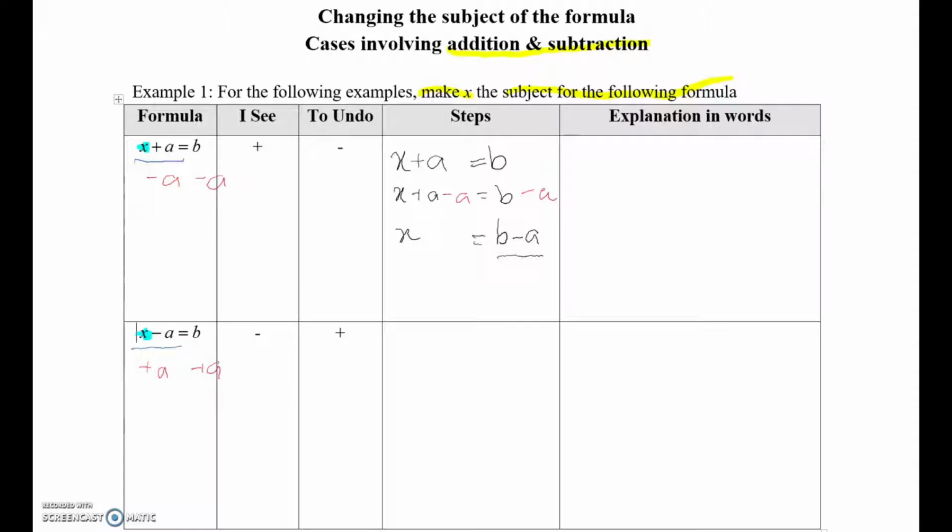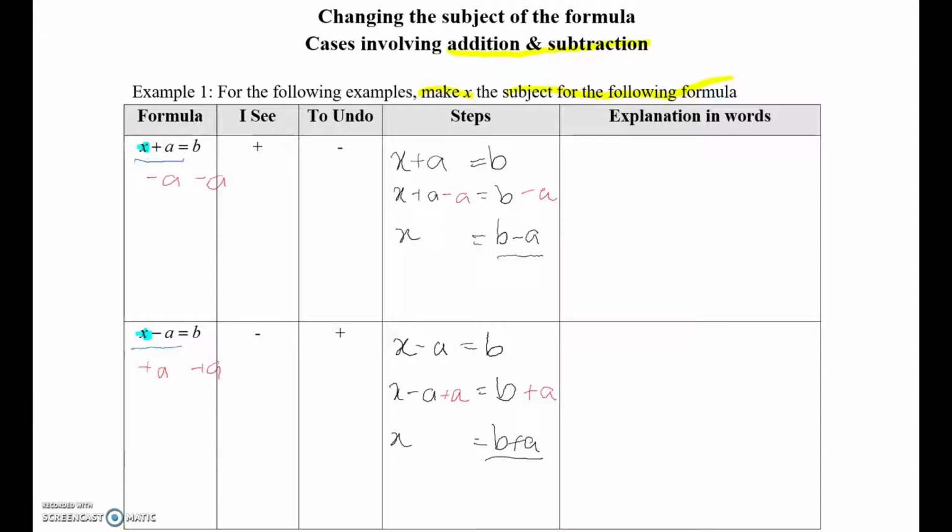So therefore, for our workings, to make x the subject of the formula x minus a equals b, we will have x minus a plus a on the left equals b plus a on the right. So therefore, we will have x equals b plus a. So this is how we make x the subject of this formula.